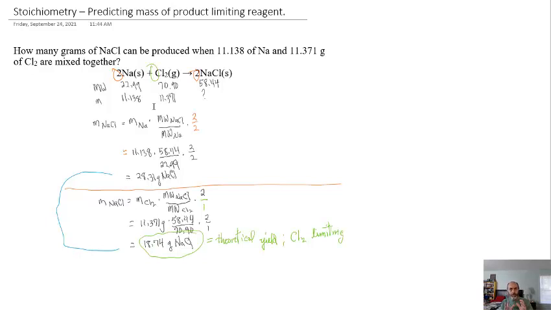I'm not going to go through it here, but you could use the theoretical yield along with an actual yield, which would be less, to come up with a percent yield. Again, you would use the amount of product theoretically produced based on the limiting reagent as your theoretical yield, and then your actual yield would be, of course, what you measure in the lab.